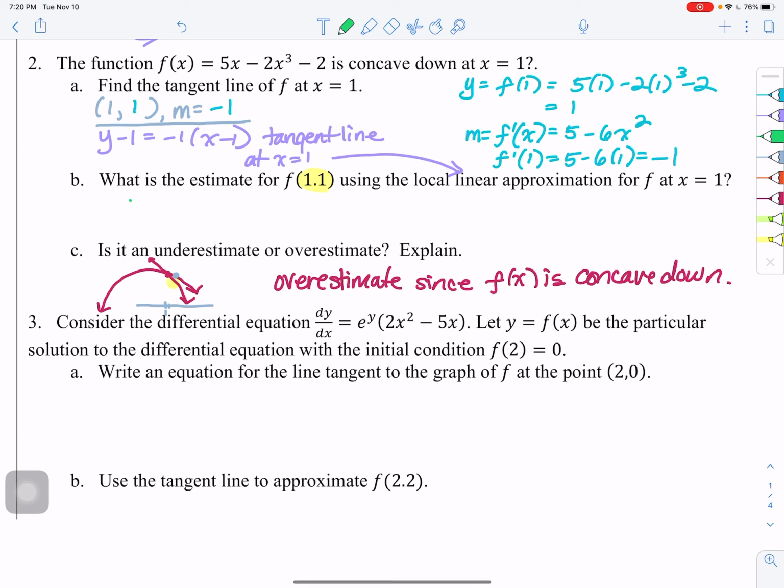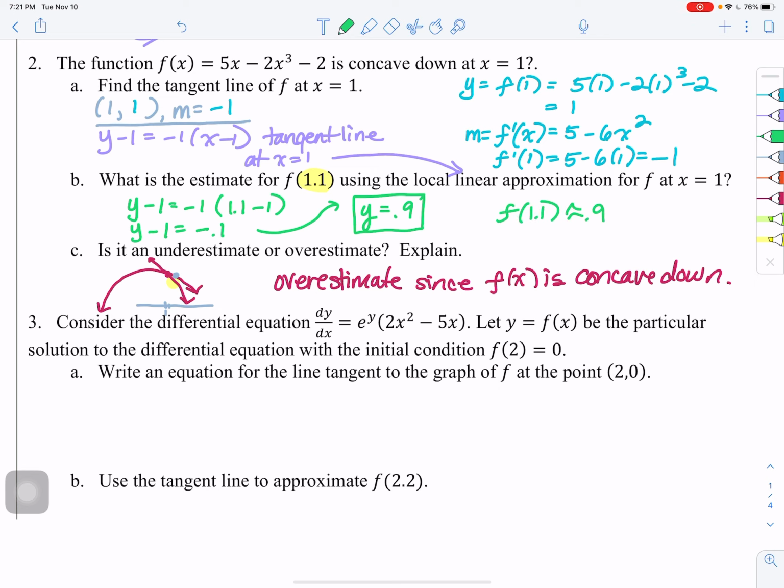We have to just take y minus 1 equals negative 1 times 1.1 minus 1. So we have y minus 1 equals negative 0.1. If you do the math, you just have to add 1 to that, and you get y equal to 0.9. So what you can say is f of 1.1 is about equal to 0.9. And you could actually plug 1.1 into f of x, try that, see what the actual value is, and see how close you are.